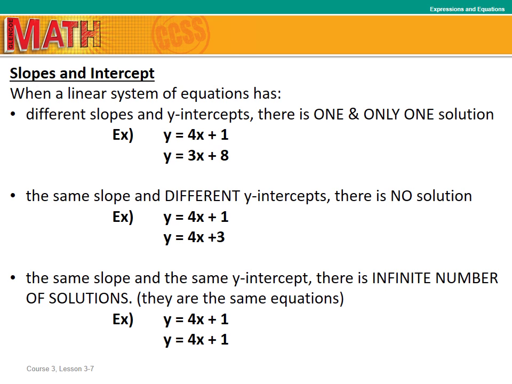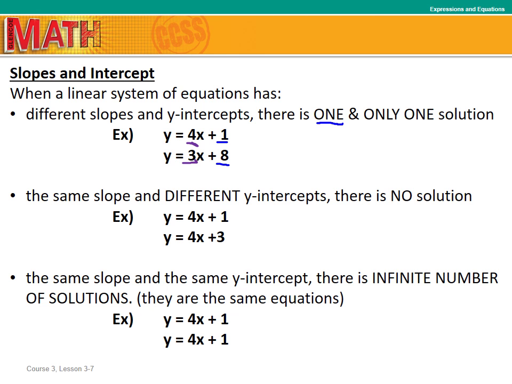So now that you've just seen those last 2 videos regarding number of solutions, let's talk about slopes and intercepts. When a linear system of equations has different slopes and different y-intercepts, there is one and only one solution. For example, this system of equations, y equals 4x plus 1 and y equals 3x plus 8. As you can see, they have different slopes and different y-intercepts. Knowing that, I'll know that I have only one solution for this system.